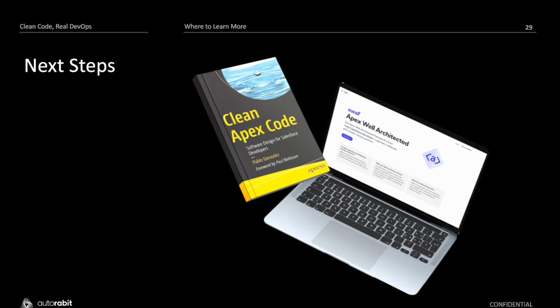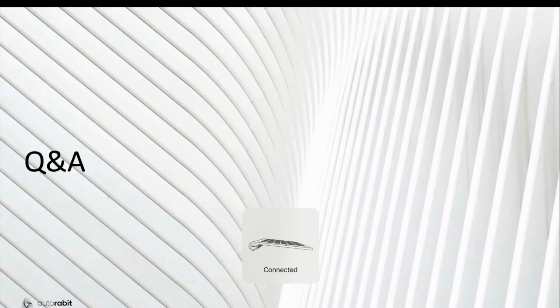If you want to learn more, then obviously the book has all the information. It's the source of truth for everything that I said here. But if you're not ready to commit to buying a book, then I highly recommend you check the Apex Well Architected site that has the entire framework in way more detail than I explained here. And it also has summaries of every chapter of the book as guiding principles for the framework. So that's basically it. I'm happy to answer any questions that you may have.